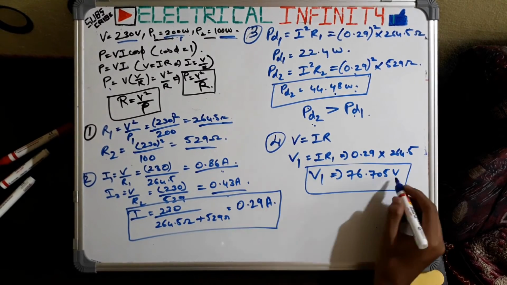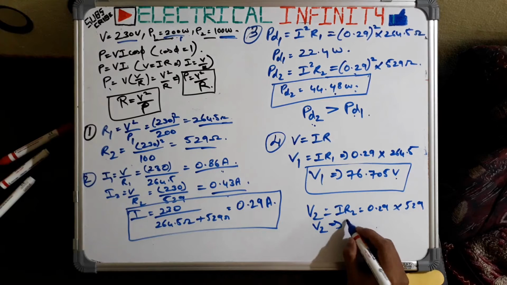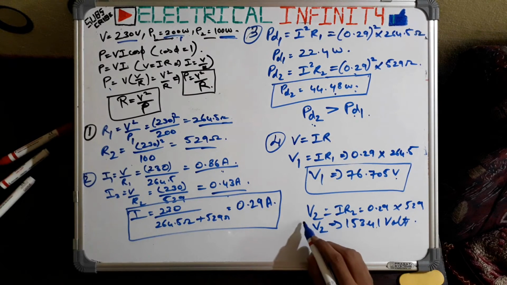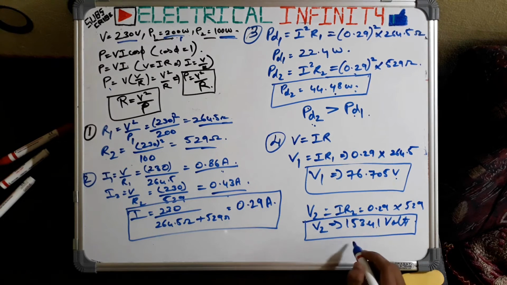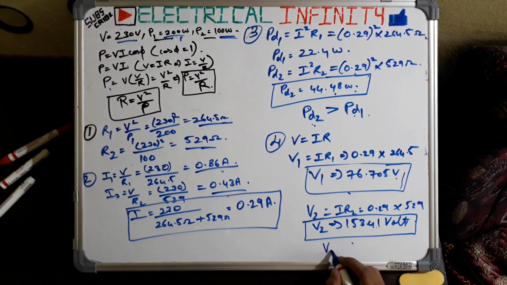As you can see here, I have calculated the voltage theoretically, and I got the voltage across the 200 watt bulb as 76.705 volts and across the 100 watt bulb as 153.41 volts, which are similar to the values I got in simulation.